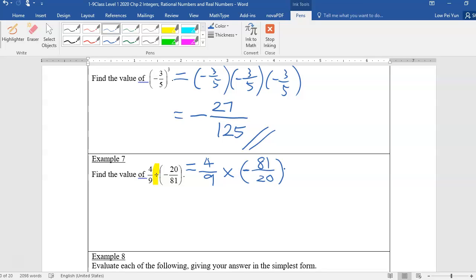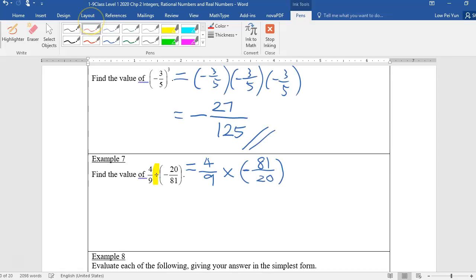Then I change. Okay, can I do cancellation? Which one can I cancel first? 4 and 20. So I will cancel 4, I get 1. 20, I get small 5. Okay, good. Next, 9, I get 1. 81, I get 9. Okay.